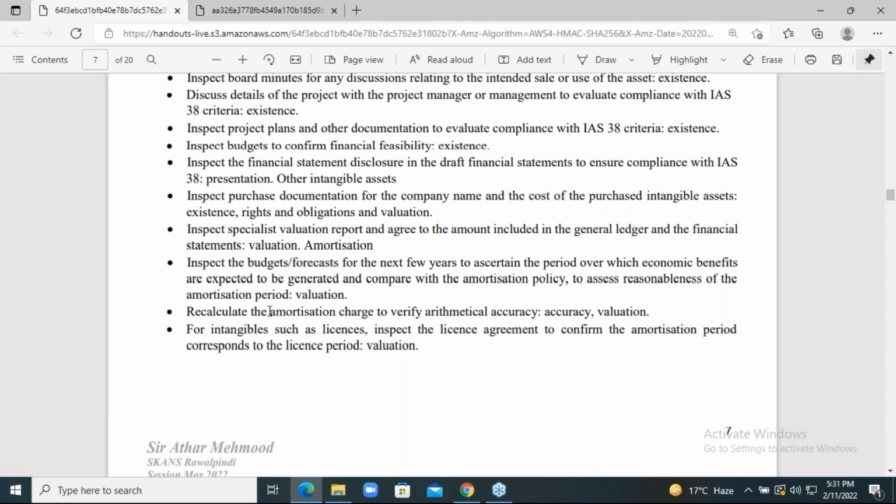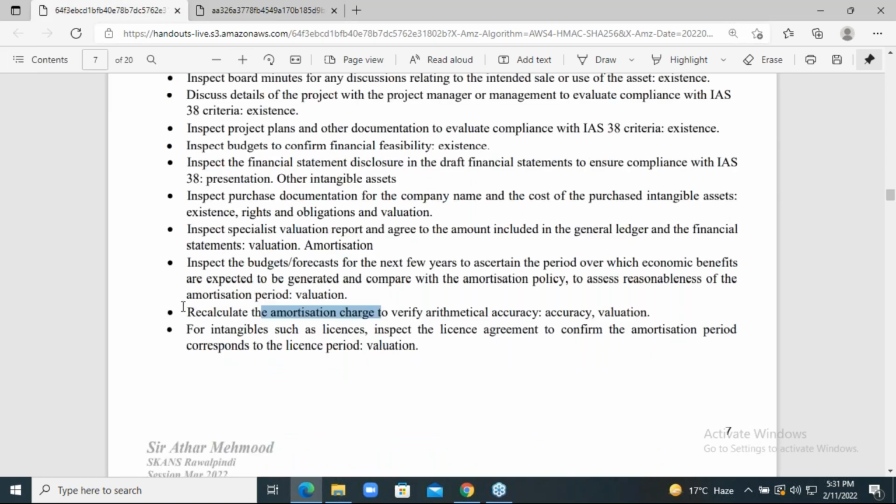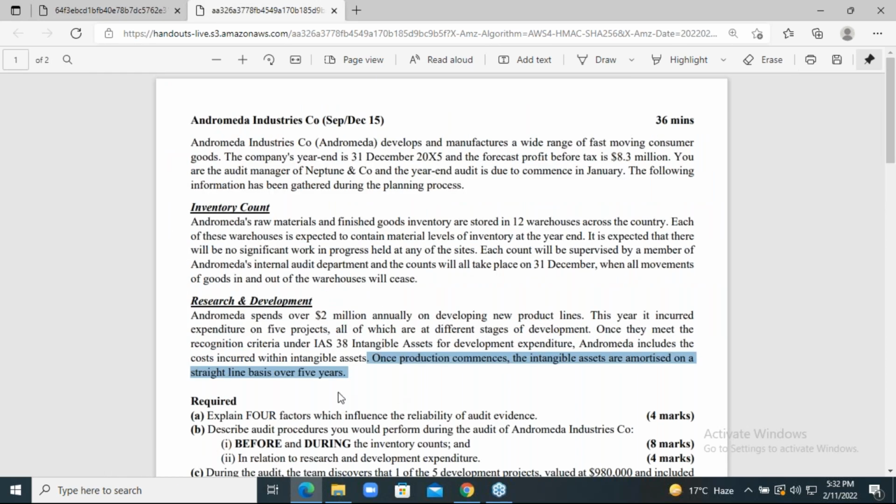And recalculate amortization. Why is this important? Because in the question you can see the examiner told us that the intangible assets are amortized on a straight line basis over 5 years. So what we will do when we write this is recalculate the amortization charge to verify arithmetical accuracy. So we will include the 5 years data. We will say recalculate the amortization charge according to the straight line method for 5 years to verify arithmetical accuracy. So by doing this, we have taken care of the data.